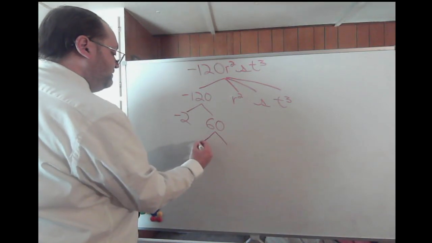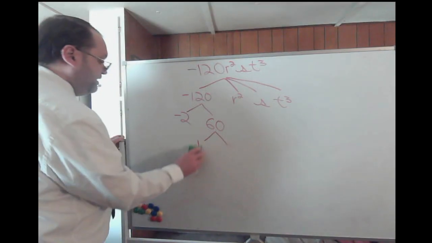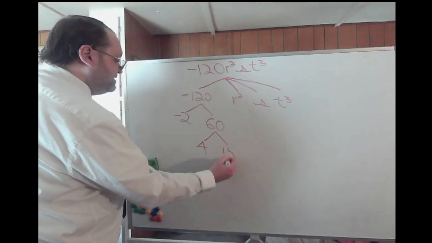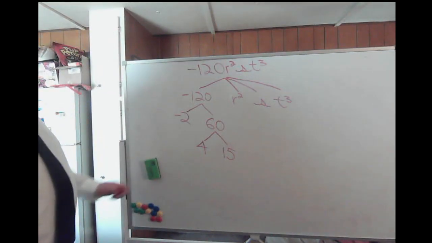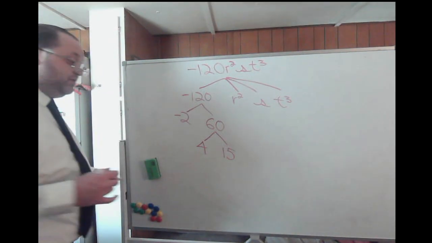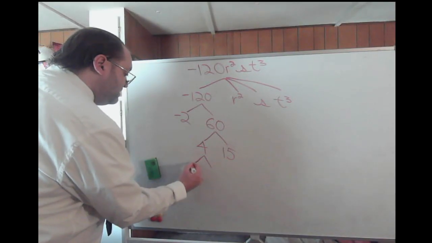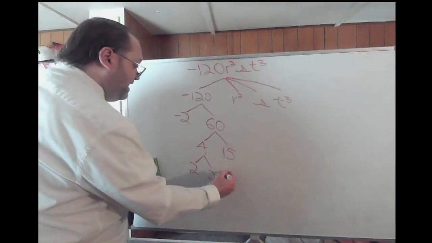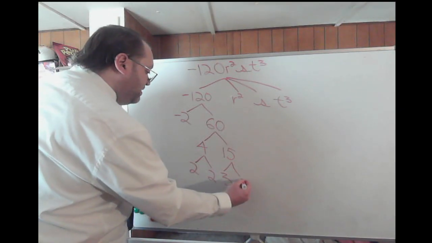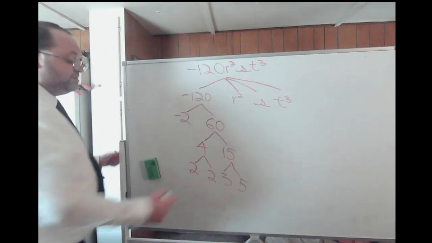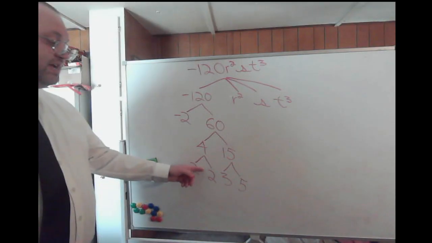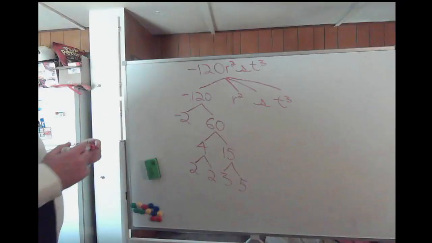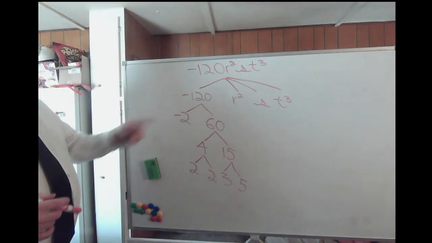How about 4 and 15? We could factor 4 and 15 out of 60, and 4 and 15 could both be factored further. 4 factors into 2 and 2, and 15 factors into 3 and 5. Those can't factor any further. 2 is a prime number, same with 3, same with 5. So we've completely factored the negative 120.